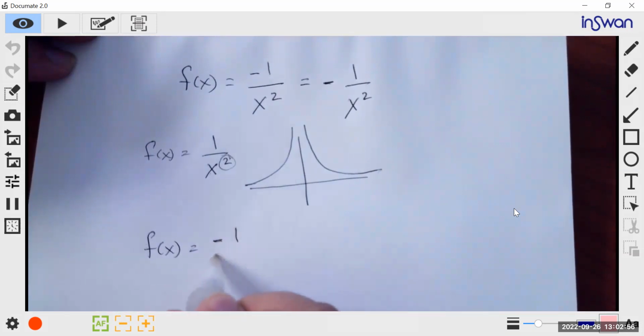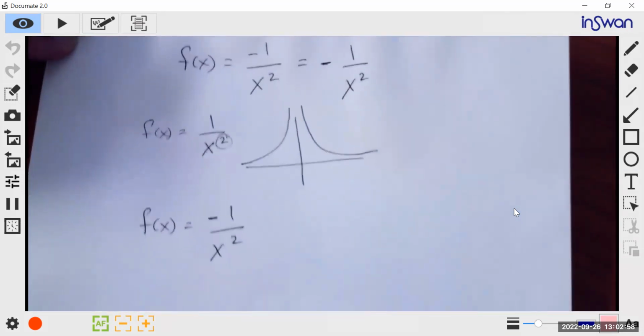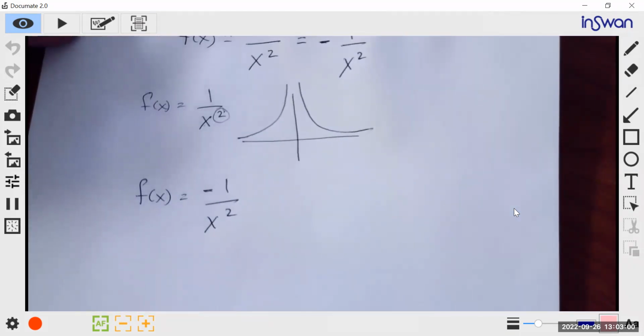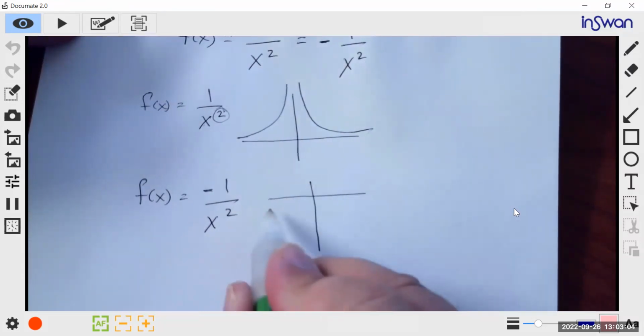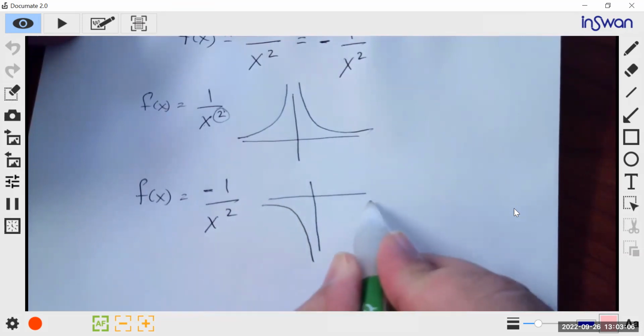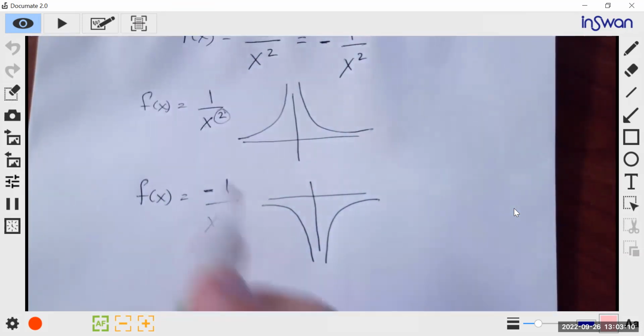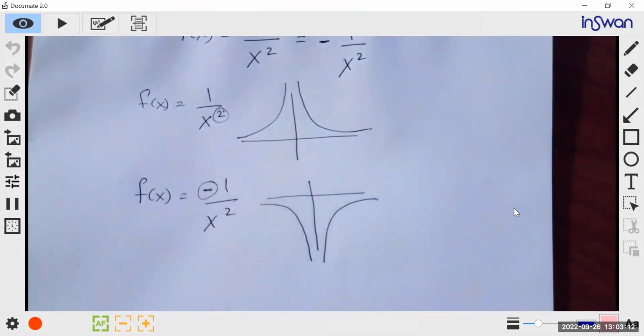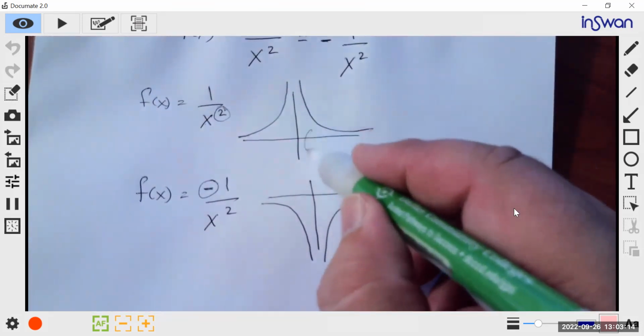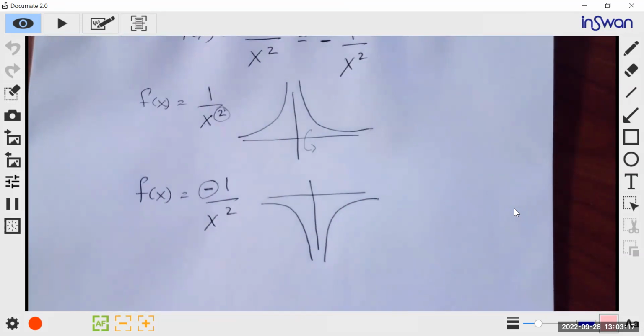If I make it negative, what happens to all the values now? All the values become negative. So if the negative is outside the function, then flip the picture across the x-axis.